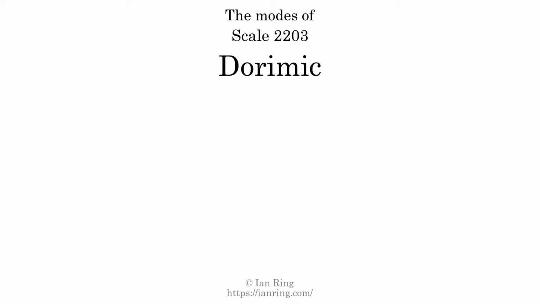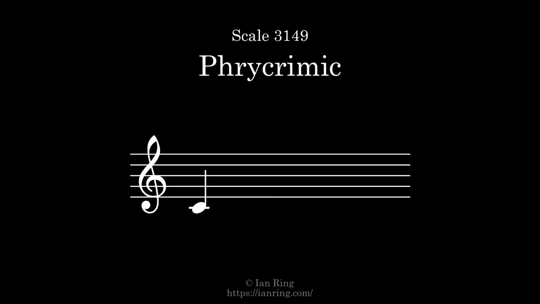This scale has 6 modes. The first mode is itself. The second mode is scale 3149, also known as Dorimic. It sounds like this.